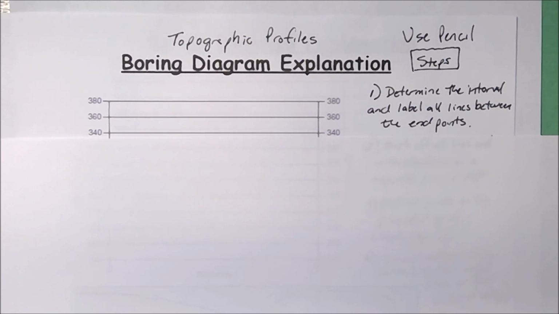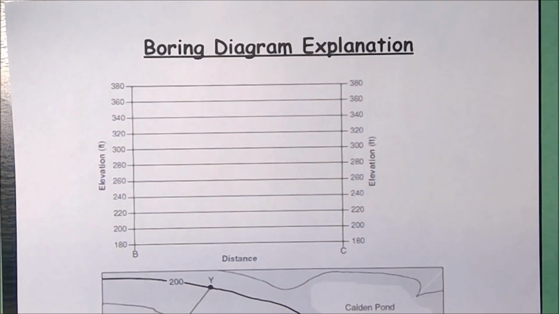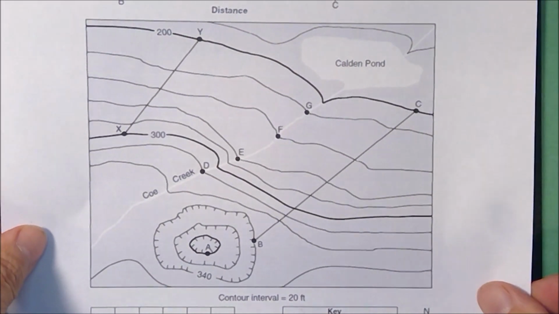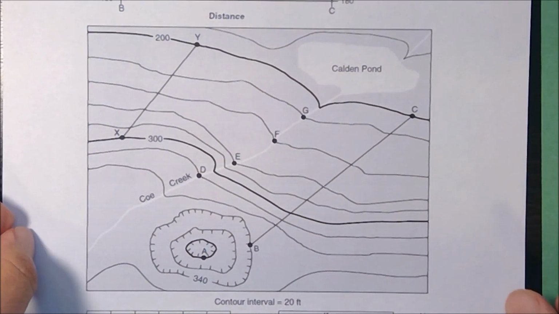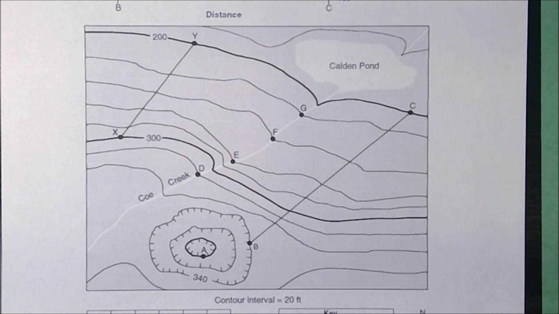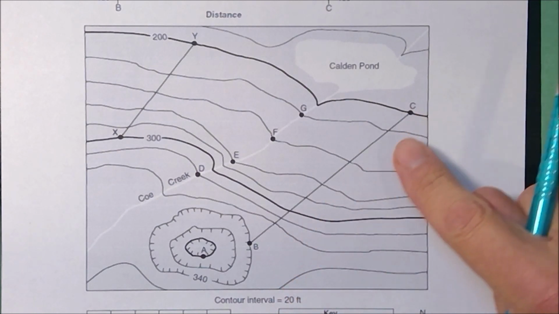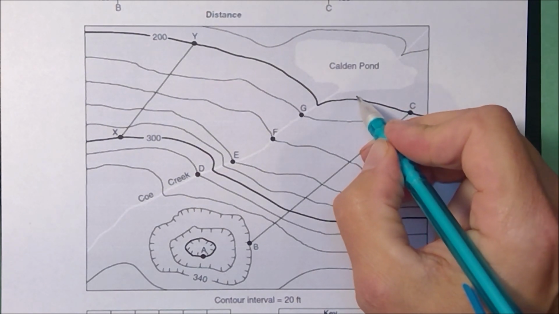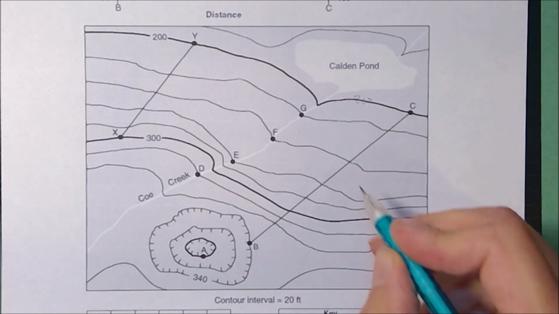So if we look at this particular topographic map, I put the grid on top, but our map is on the bottom. You'll see the map here. It gives you the contour interval. So the contour interval is 20. We are doing a profile between point B and point C. My paper is going to go on this side, so I'm going to label all of my lines here, starting with the 200. This index contour is 200.